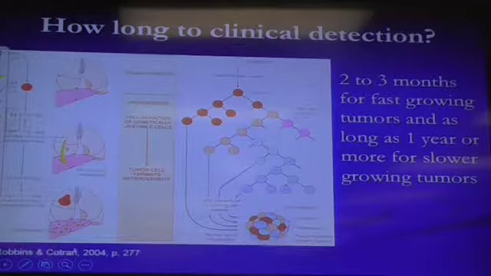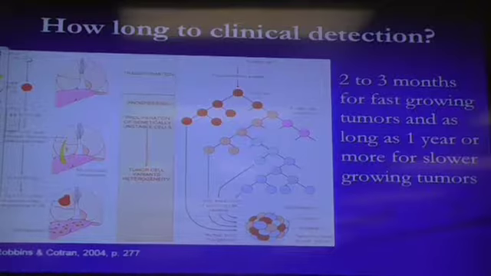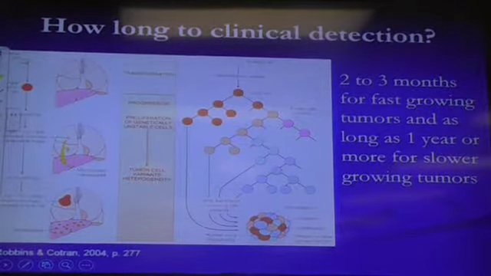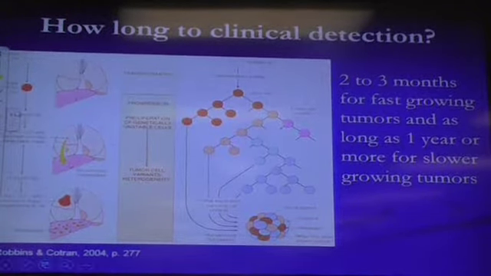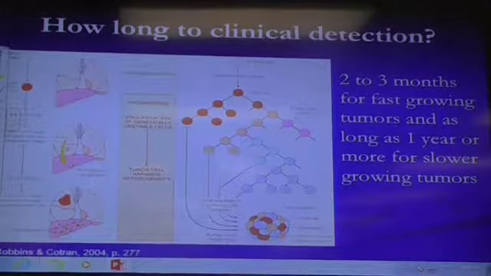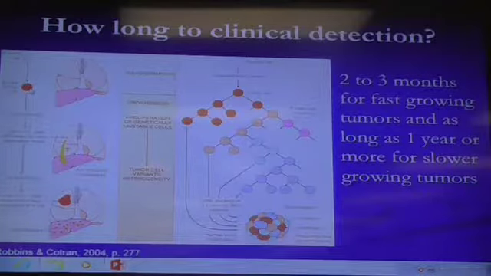So this depiction is in Robbins and Cotran from 2004. I don't remember what edition that is. But it's just showing the progression of the development of a neoplasm, where you have a normal cell, a single tumor cell that's become transformed, and then it doubles 30 times.